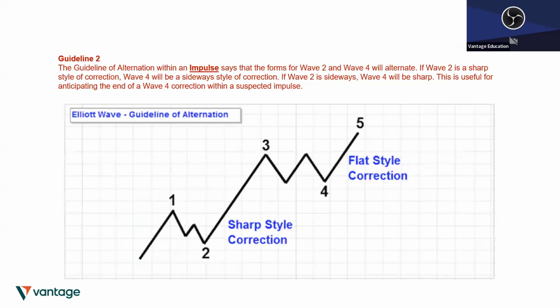Okay, the next one, the guideline of alternation within an impulse, says that the form of wave 2 and wave 4 will alternate. That means if wave 2 is a sharp style correction, wave 4 is going to be a sideways correction. So if wave 2 does a very deep correction, that means wave 4 is going to do a shallow sideways correction. I'll give you guys a very good example when we go to the charts shortly, because it is happening on gold right now and it should be happening on Ethereum right now.